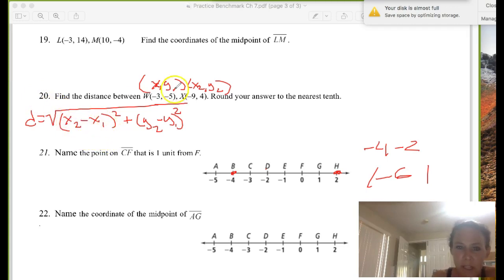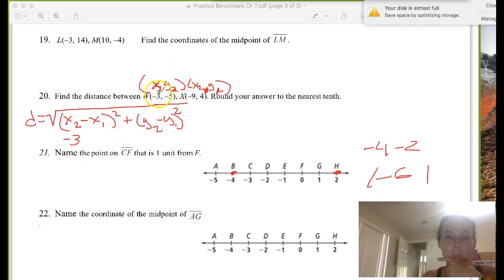So let's find the difference. Negative 3 minus 9. Careful with those double negatives. Now I started here with this one. Since I started here with this one, I'm making this my x2, y2, and this will have to be my x1, y1, okay? You could have started here and gone x2, y2. Just make sure you start here for the y's. So if you start here for the x's, start here for the y's. If you start here for the x's like I did, we have to start here for the y's, okay?